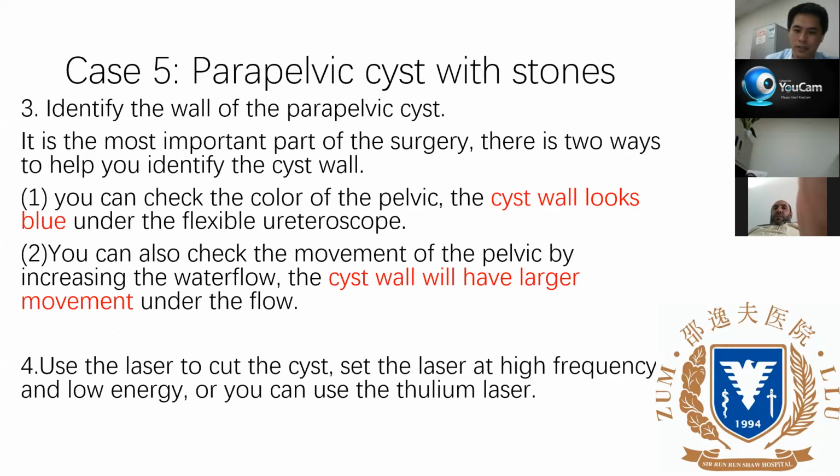First, you can check the color of the pelvis. The cyst wall looks blue under the flexible ureteroscope. And the second, you can check the movement by increasing the water flow. Once you increase the water flow, the cyst will have larger movement under the flow. If it's normal renal pelvic tissue, it does not move. And fourth, use the laser to cut the cyst, setting the laser at high frequency and low energy. Or you can use the thulium laser.